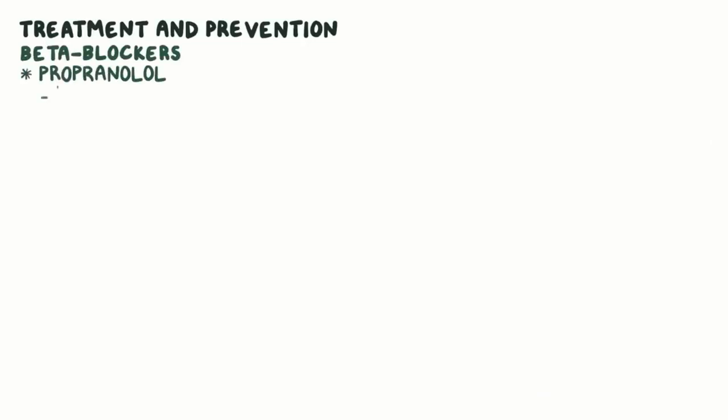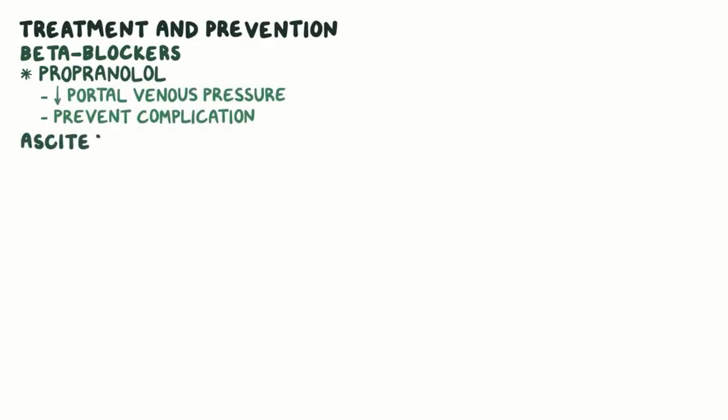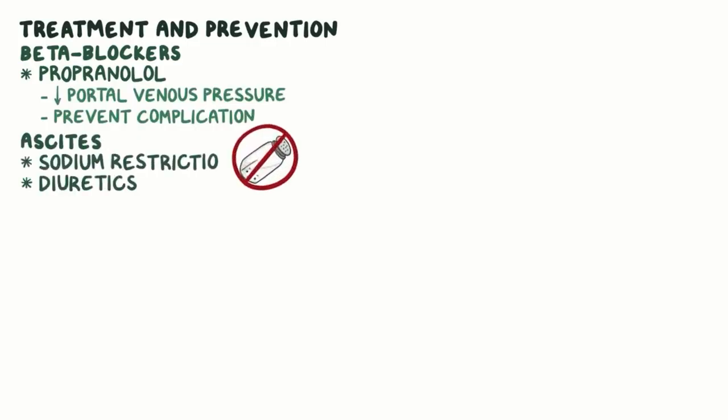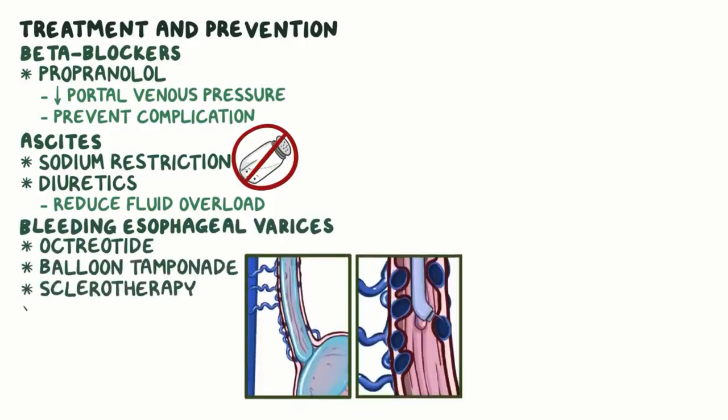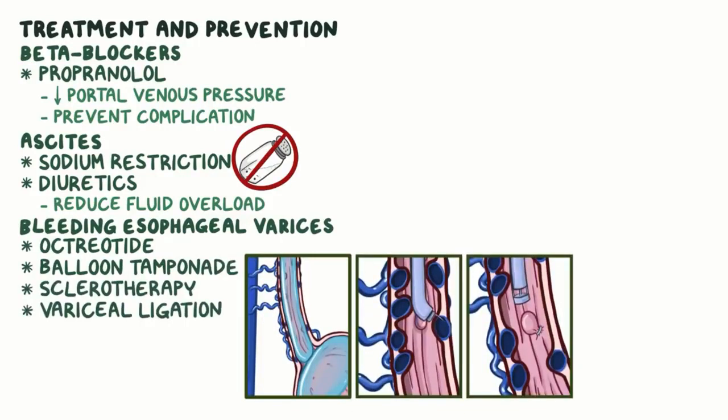Treatment is centered on prevention and treatment of complications. Beta blockers like propranolol can decrease portal venous pressure and prevent complications. For ascites, diuretics and sodium restriction are indicated to reduce the fluid overload. If esophageal varices bleed, a medication called octreotide and procedures like balloon tamponade, sclerotherapy, and variceal ligation can be used.